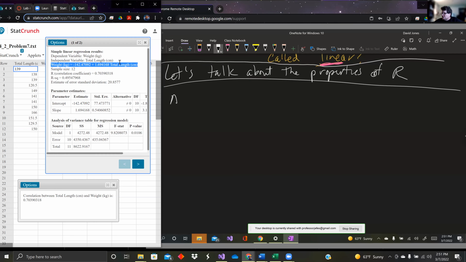So first thing, R is always between 1 and -1. Which means it's always a decimal, 0 point something. Might be positive, might be negative, but it's always 0 point something.